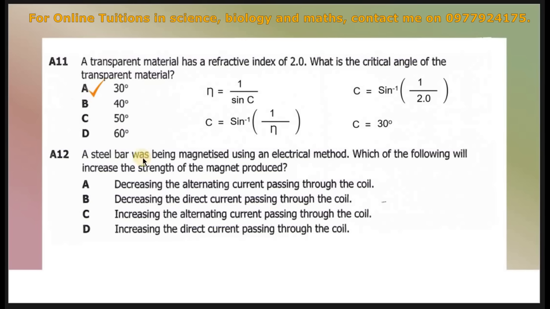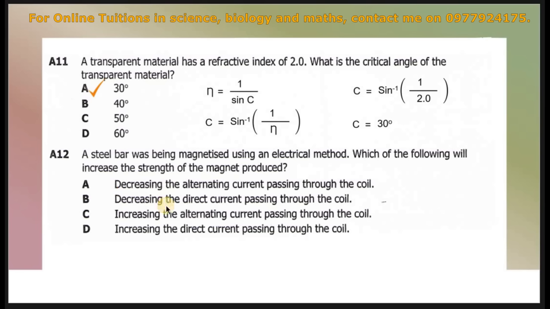Question 12 says a steel bar was being magnetized using an electrical method. Which of the following will increase the strength of the magnet produced? Okay, 1, decreasing the alternating current passing through the coil. No. Actually, you cannot magnetize anything using alternating current, let alone even decreasing it. So this one is totally wrong.